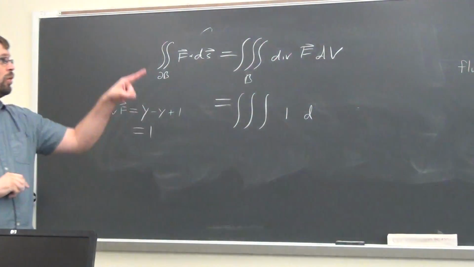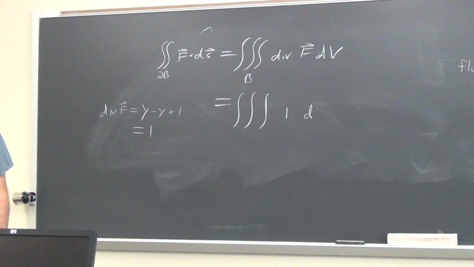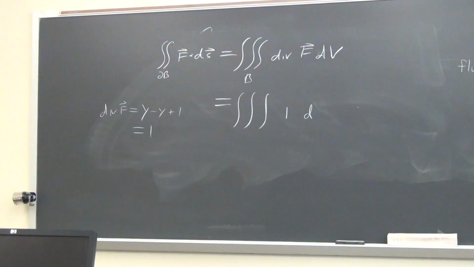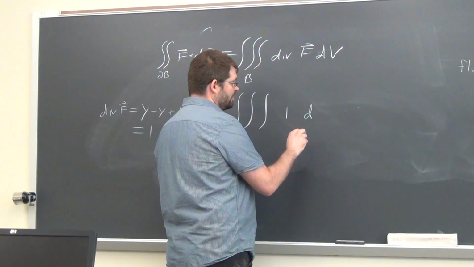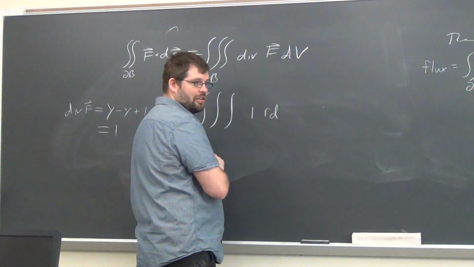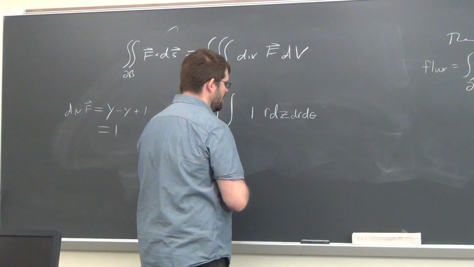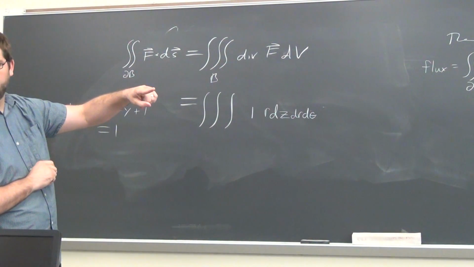Okay, now, if we want to integrate over that region, what coordinate system do we probably want to use? Yeah, cylindrical makes the most sense, right? Because you have a cylinder there. And so let's do that. When you integrate in cylindrical coordinates, what is the dV? It's r dz dr d theta.